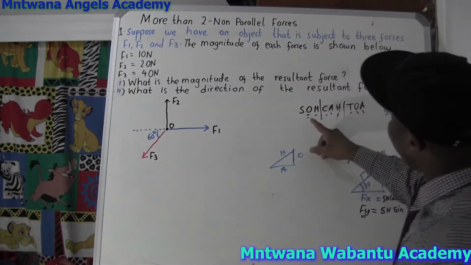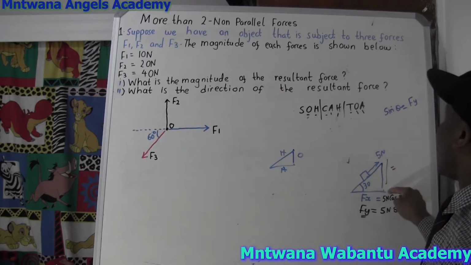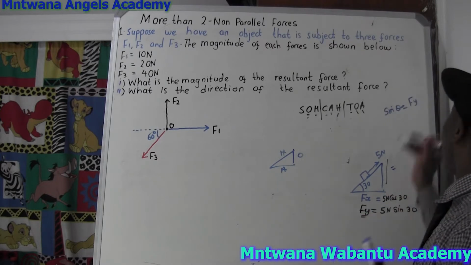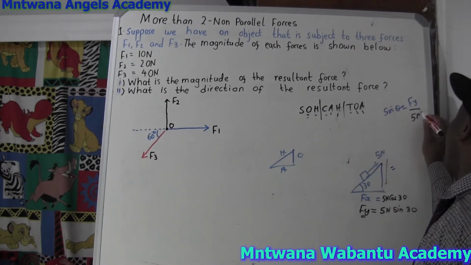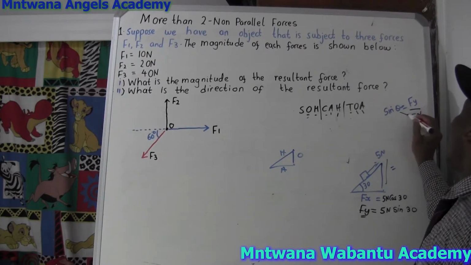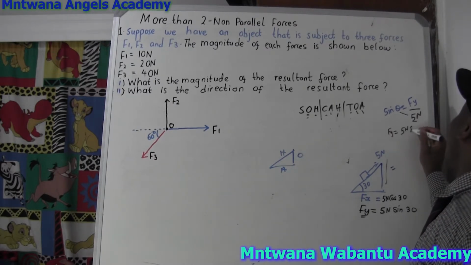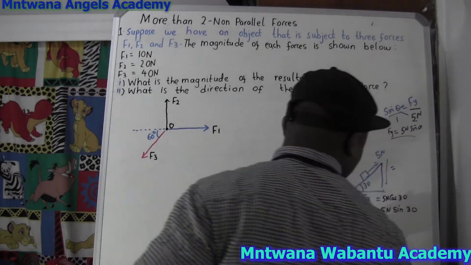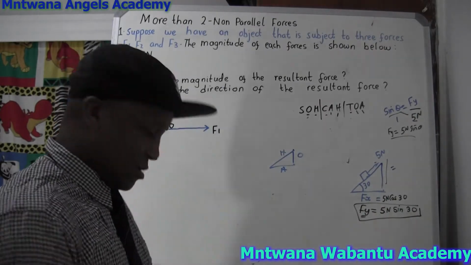So if I want sine of angle equal to the opposite, what is opposite? This force here, Fy, over hypotenuse. What is hypotenuse? 5 Newton. So if I cross multiply, it's going to be Fy equals 5 Newton times sine of theta. So that's how I got this. This is an easy way of doing it. You don't have to waste a lot of time in the exam, you know what I'm saying?